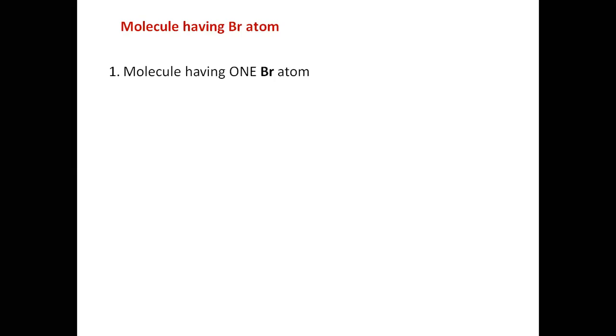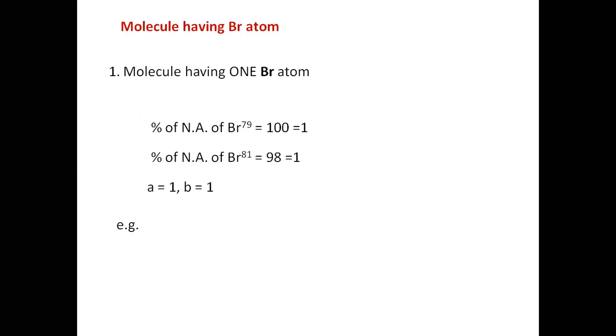If the compound is having one bromine atom, see here. We know the percentage abundance of bromine: the lighter isotope, bromine 79, is 100%, and bromine 81 is 98%, means roughly 1 is to 1. Both isotopes, bromine 79, the lighter isotope, and bromine 81, the heavier isotope, are in equal amount.